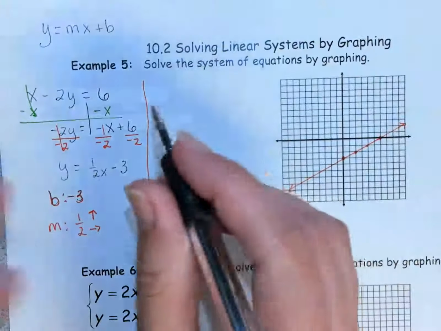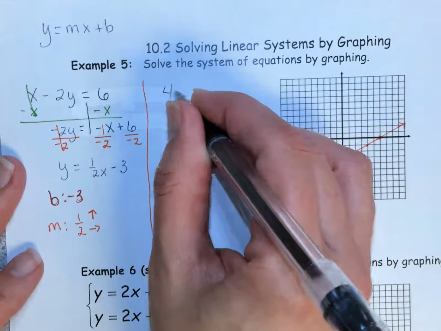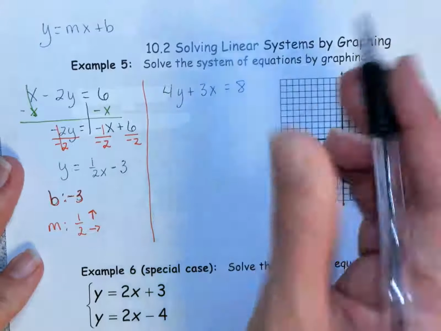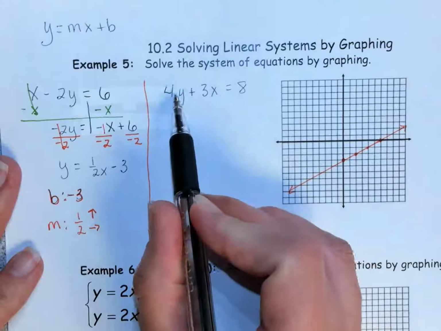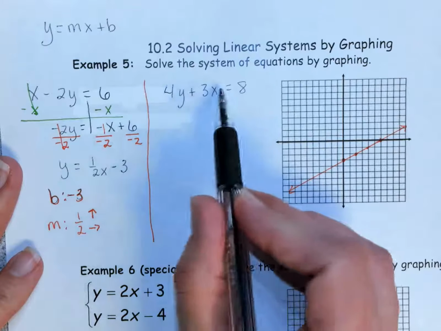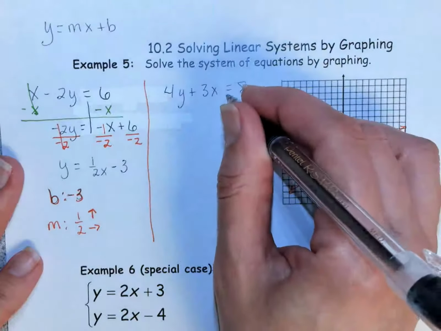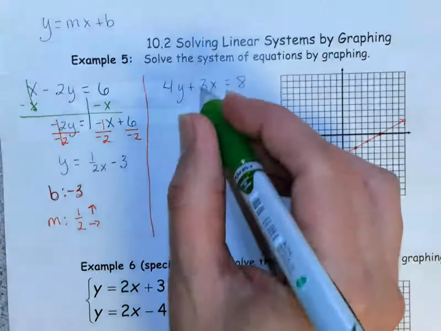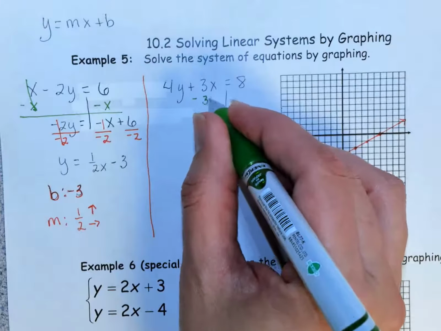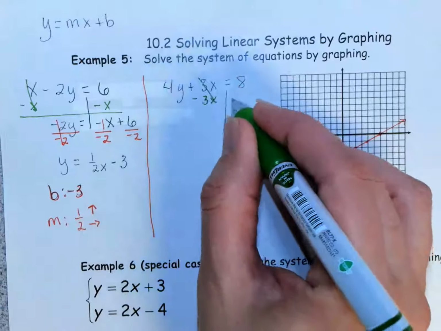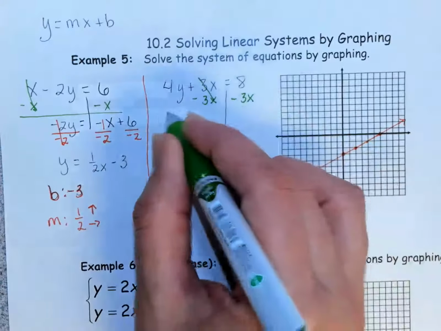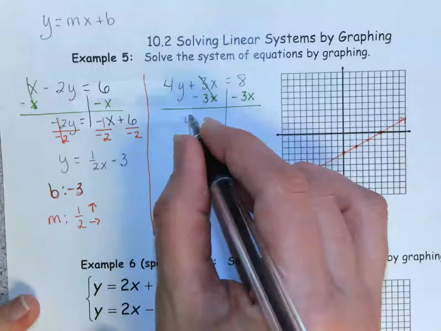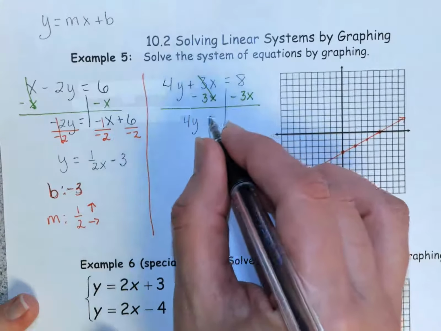All right, let's go ahead and write the other one. So the other one we have is 4y plus 3x equals 8. Well, if we want y all by itself, we're going to have to get rid of the 4 and also the 3x. Let's move the 3x over first. So I'm going to subtract 3x, move it all over. So now 4y is still left here. The 3x is now gone.